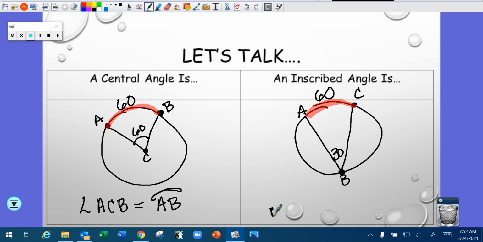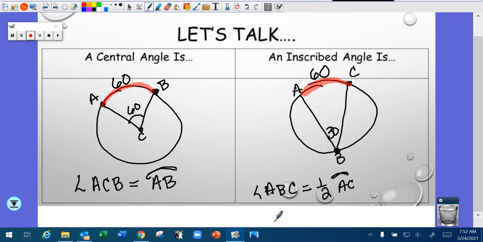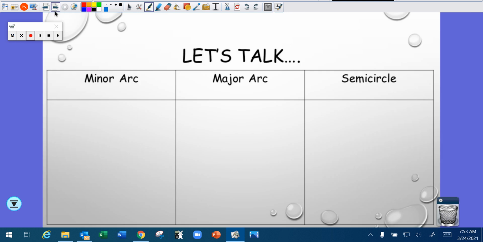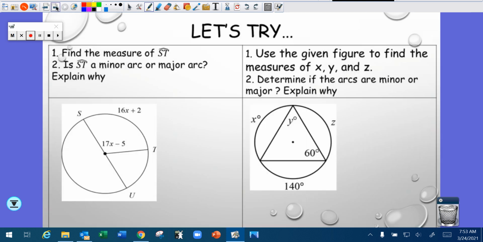So we would say the measure of angle ABC equals 1/2 of arc AC, or you can say in another way, arc AC is equal to 2 times the measure of angle ABC. So either one of those works. If you're given this, take half of it to get this, and if you're given this, double it to get that angle. All right? So now we just did these. I'm not going to go over those again.